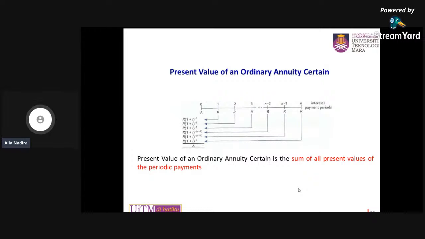Here then we look at present value. Present value is the sum of all the present values of the periodic payments. Now, you want to know whatever value you have now. In the case of present value, normally examples are loans, borrowing money. Say you borrow money from the bank, you take a personal loan, let's say for 50,000.